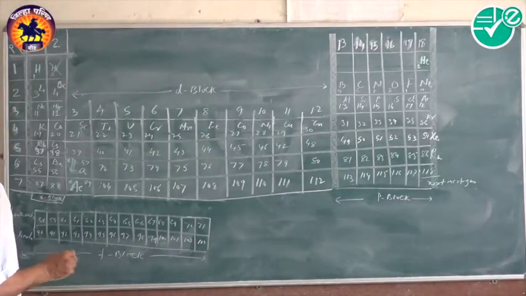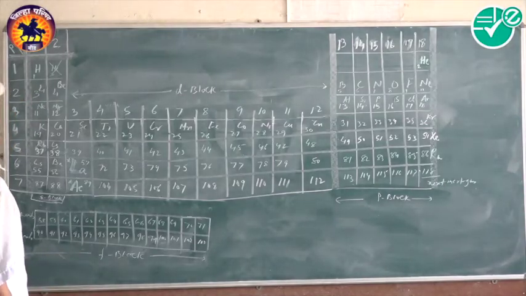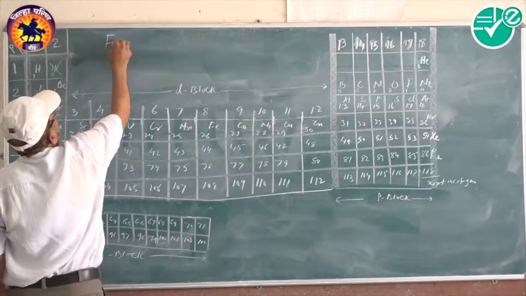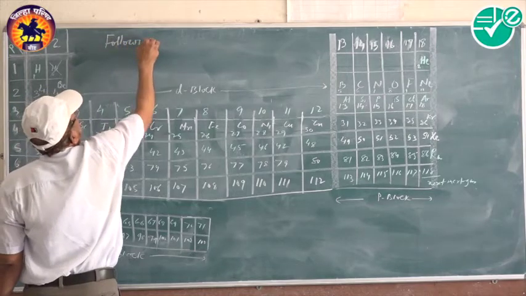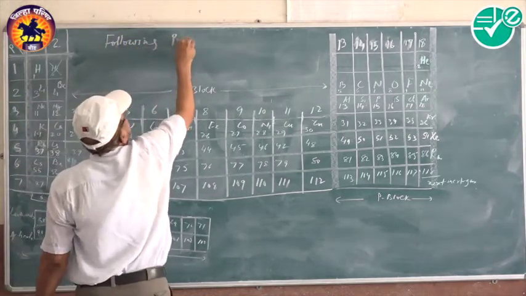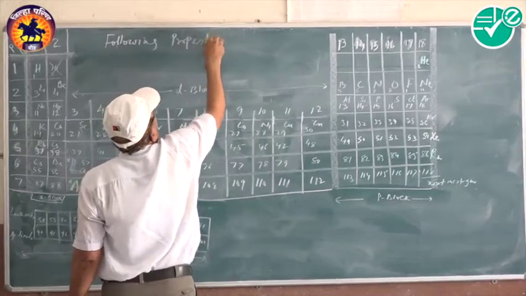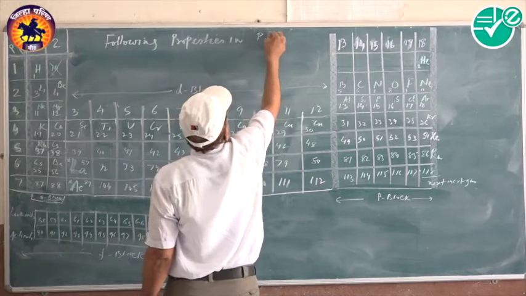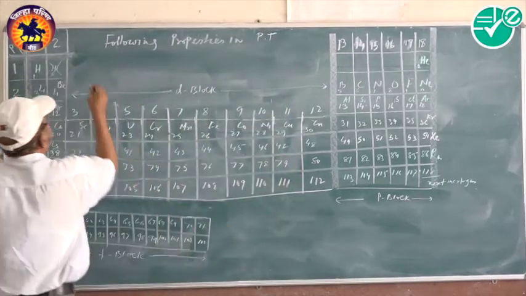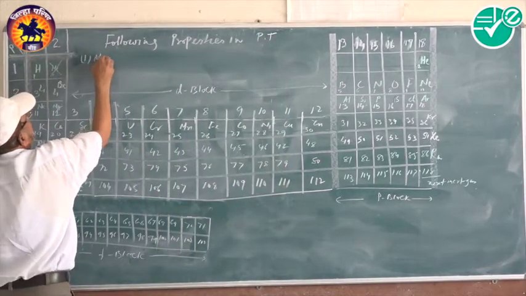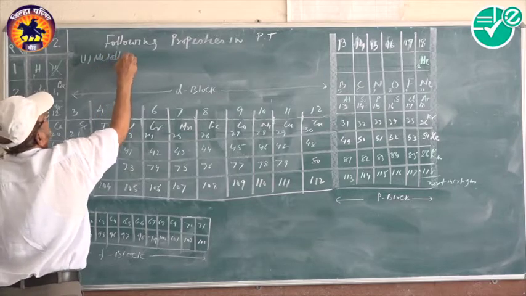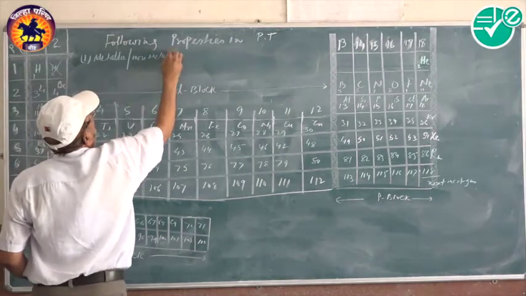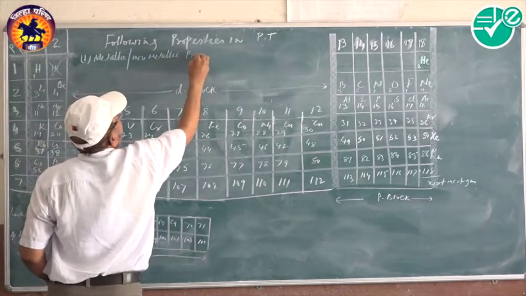Students, today we will discuss the following properties in the periodic table. Number 1, metallic properties, metallic or non-metallic properties.